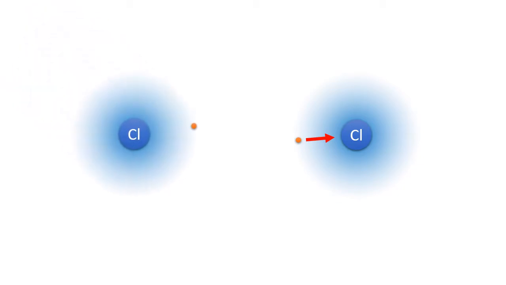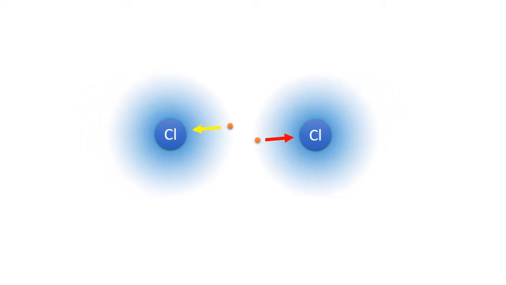Here's a second chlorine atom. It also pulls tightly on its own electron. But what happens when these two atoms come close to each other? Once they get close enough, the strong positive charge in each nucleus will start to pull on the electrons from the other atom as well. This causes the two atoms to be pulled closer together.